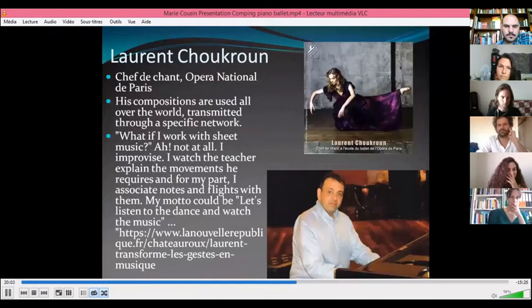What if I work with sheet music? Not at all, I improvise. I watch the teachers explain the movement they require, and for my part, I associate notes and flights with them. My motto could be, let's listen to the dance and watch the music.